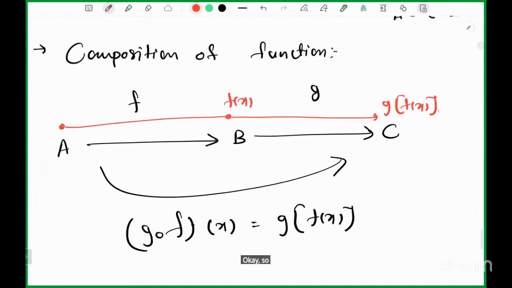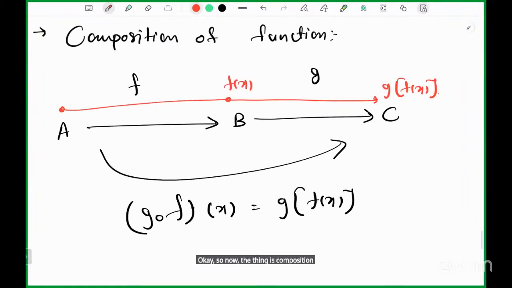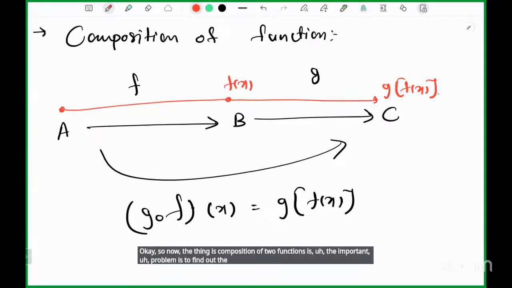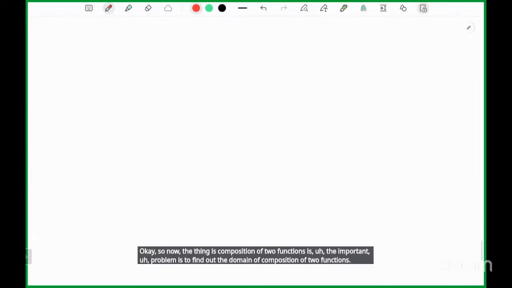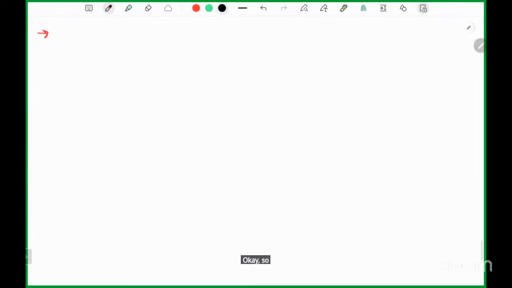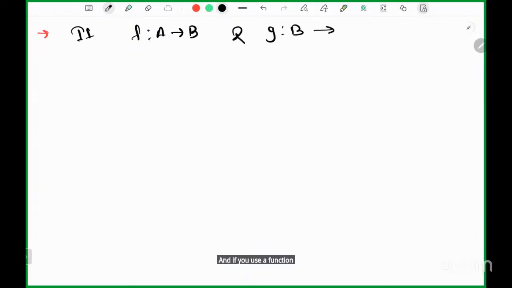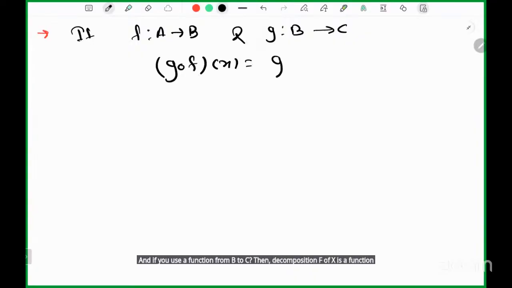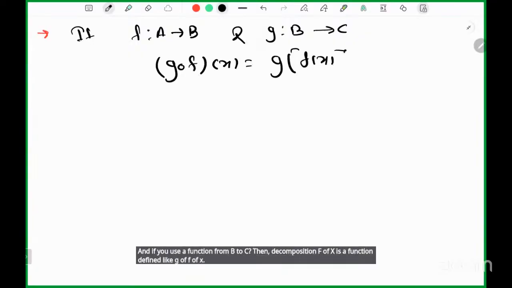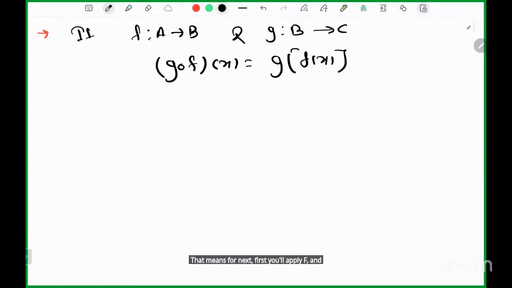Okay, so now the important problem is to find the domain of a composition of two functions. So I'll repeat again. If f is a function from A to B, and g is a function from B to C, then g composition f of x is a function defined like g of f of x. That means on x, first you apply f, and then you apply g on f of x. It's a composition of functions.